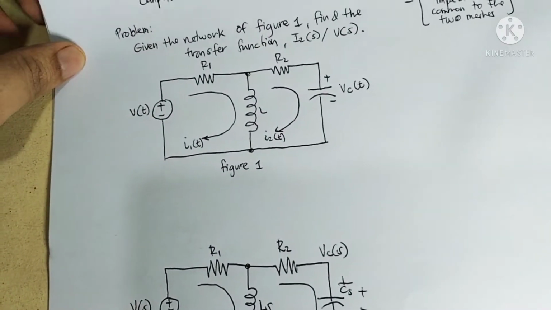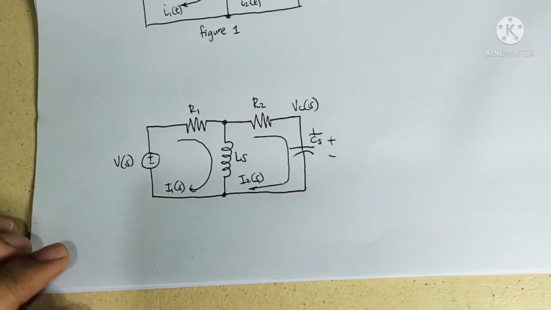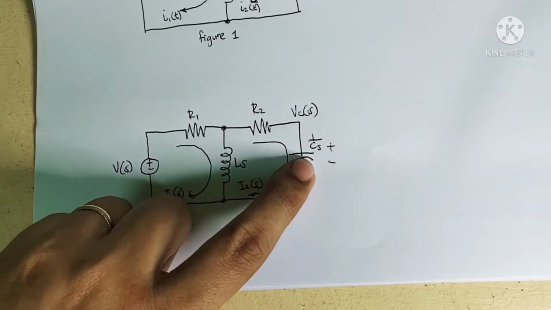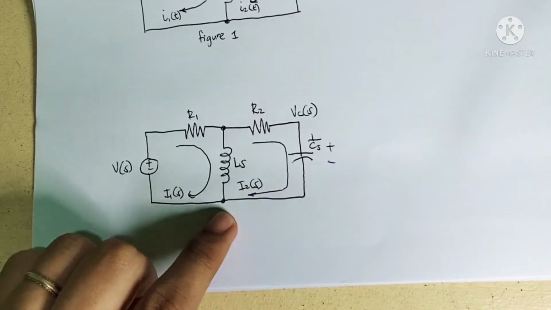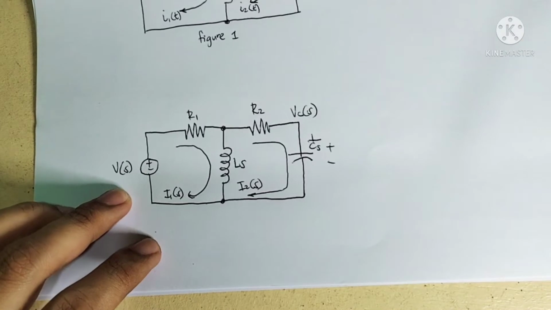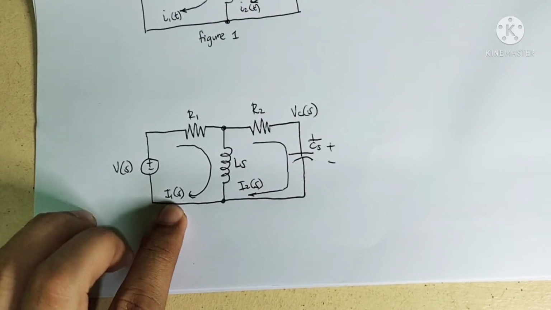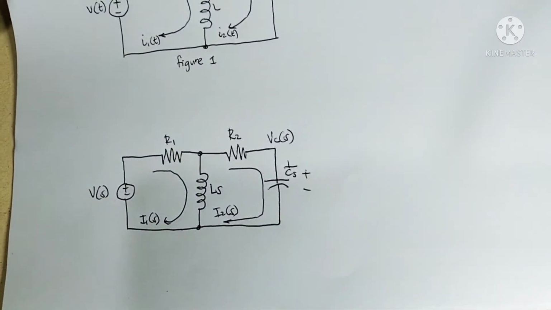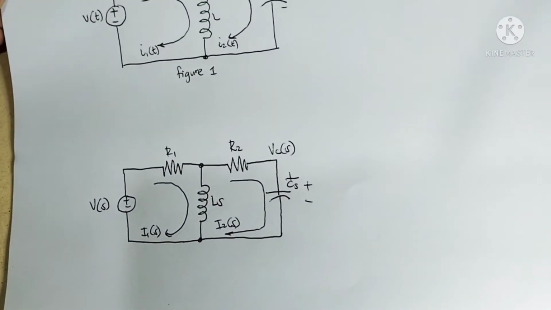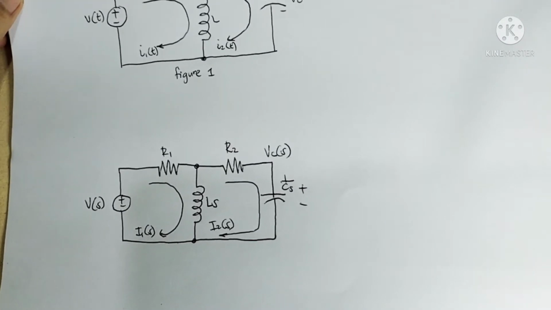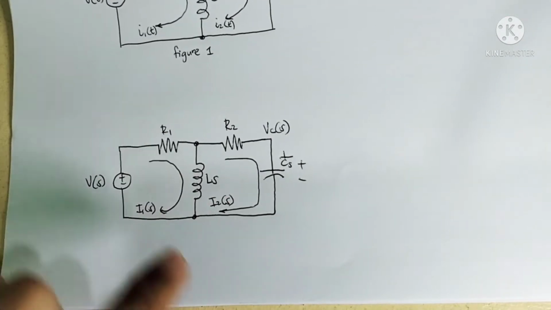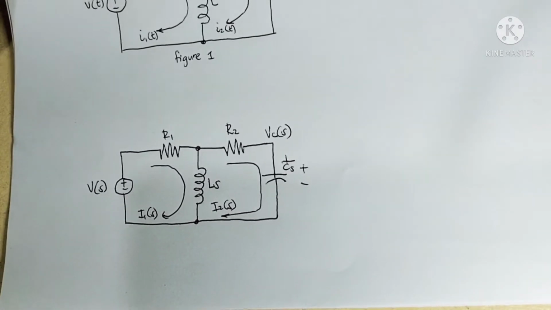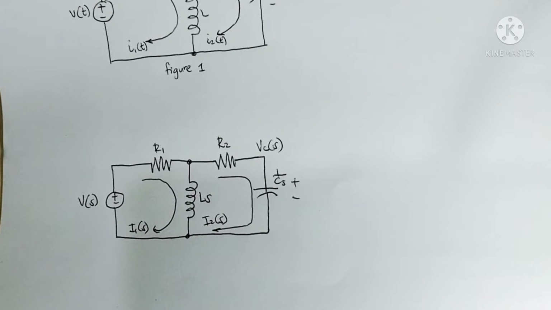As we all know, the Laplace transform of the inductor is just Ls, and the capacitor is 1 over Cs. So the input voltage is a voltage as a function of S, and also the current is a function of S, where the components and the parameters are now in the S domain. In order to find the transfer function I sub 2 as a function of S over V as a function of S, we have to follow the pattern.